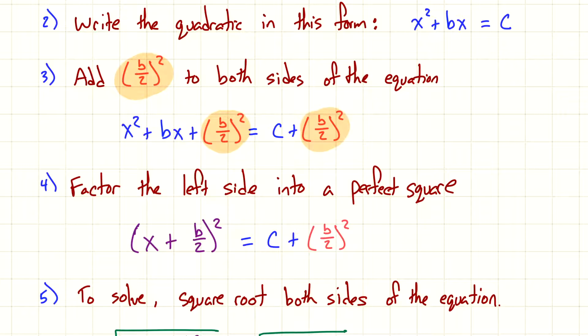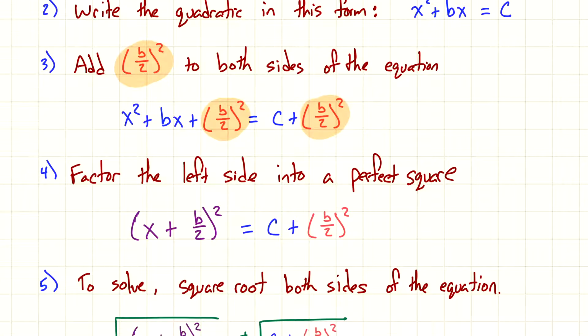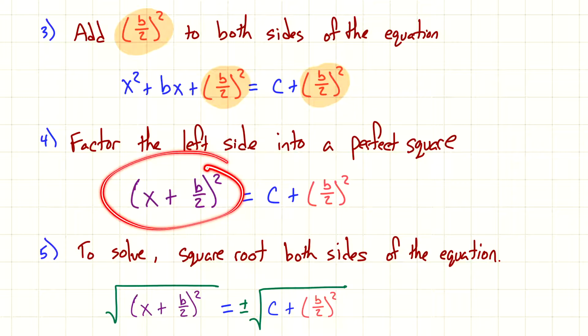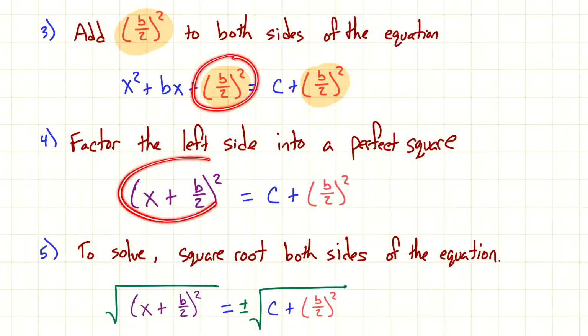All right, so once that's done, that's really the hard part. The next part is factoring. When we factor the left side, it's always going to be a perfect square. If you get this number correct, you're always going to have a nice perfect square.